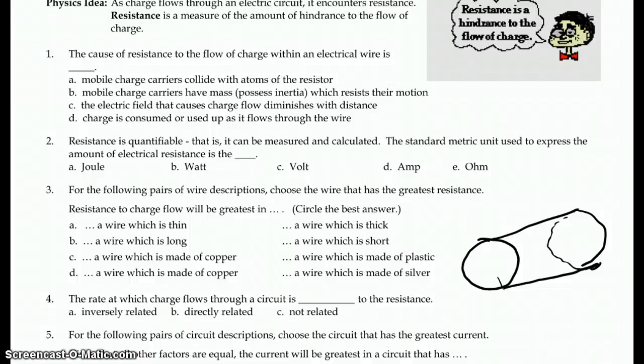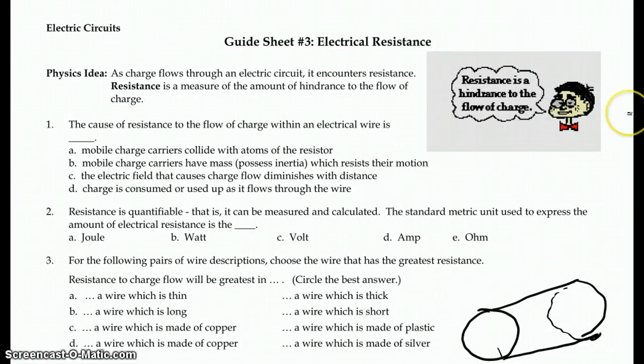Okay, welcome to guide sheet number 3. It deals with electrical resistance. We have three major factors that affect how electric current moves within a circuit: the potential difference, which provides the energy or uses up the energy in the circuit; the current, the flow of the actual charge carriers; and then there is the resistance. The resistance is simply the element, whatever factors tend to make it more difficult for the charge to get through.